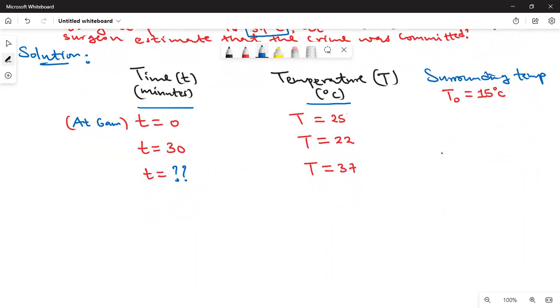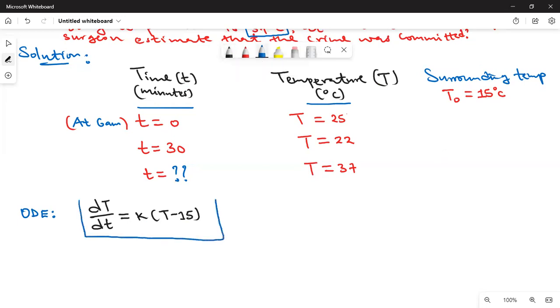The ODE governing the cooling of the body's temperature is this one: dT/dt is equal to k into T minus 15. Room temperature is 15. So this ODE is separable. We can solve by separating the variables. This is a separable ODE.